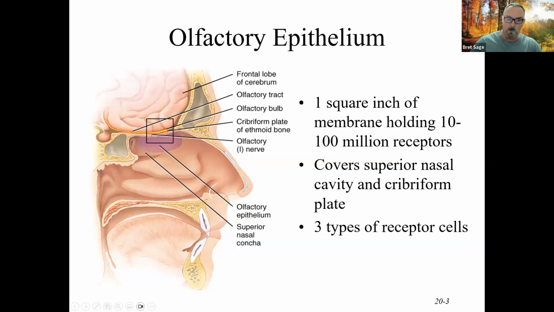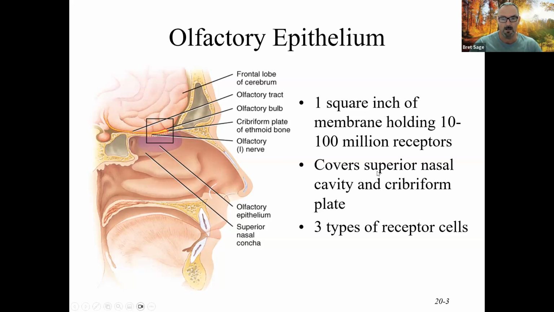The olfactory epithelium, which is shown here in the square, is about 1 square inch of membrane holding about 10 to 100 million receptors. Now, it seems like a lot, but dogs have 1,000 times more than that because they have the elongated snout, lots more olfactory epithelium, lots more of their brain dedicated to their sense of smell, and can therefore have a better sense of smell than humans do by many, many orders of magnitude.